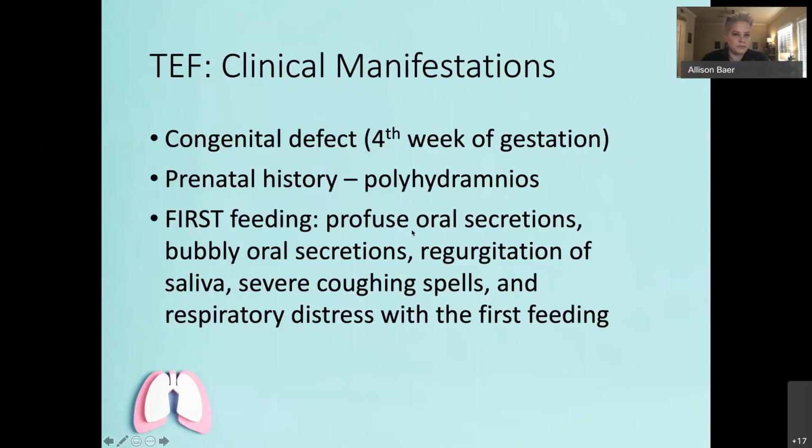inside the uterus. But with their very first feeding, if they have that esophageal atresia, they have tons of oral secretions, regurgitation of saliva, severe coughing, respiratory distress, because that milk can't go anywhere. It gets stuck in that pouch, and they're just going to try to get it right back up.